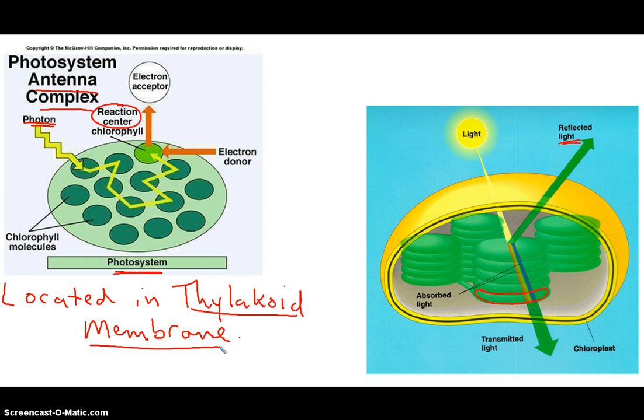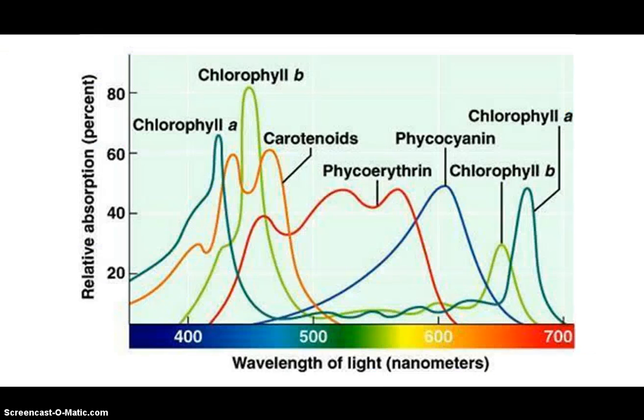That's where these photosystems are embedded and it takes place. And so all of the solar energy gets funneled to the reaction center, which is usually chlorophyll A, and that's where we're going to start photosynthesis.